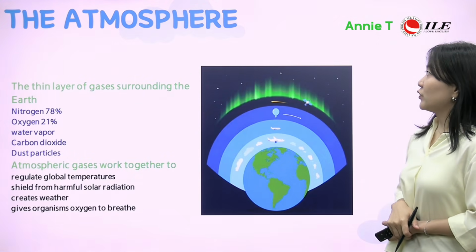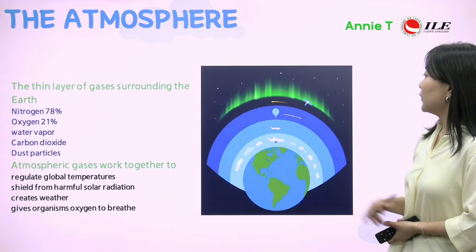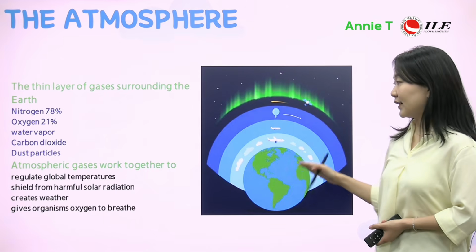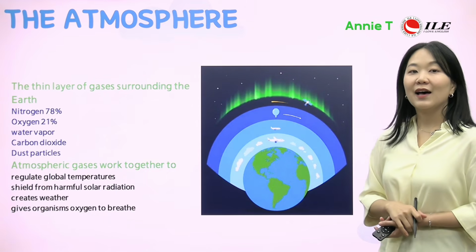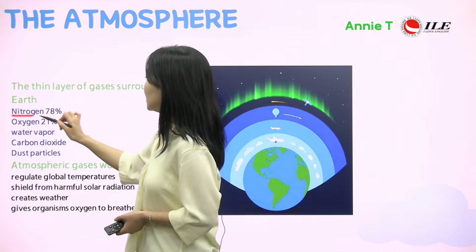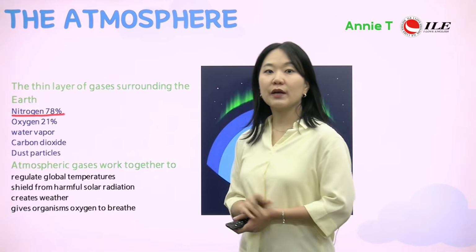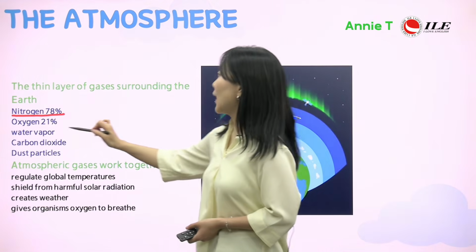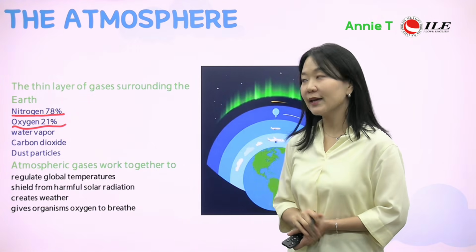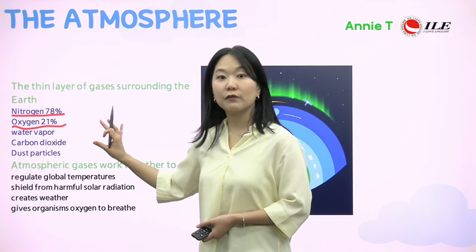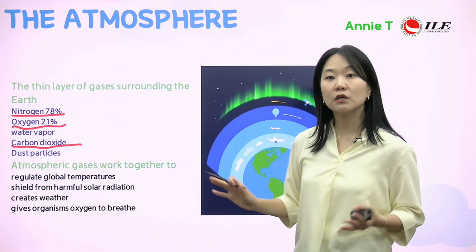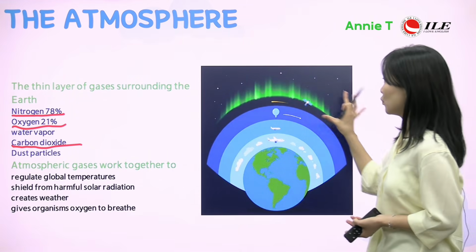Okay, let's go on to the atmosphere. So the atmosphere refers to the gases that surround or envelope planet Earth here, as you can see. The gases are actually made up of, the majority is nitrogen gas. So 78% is nitrogen gas. We also have oxygen, which is essential for life on Earth, it's 21%. The other gases would be, for example, ozone. We also have carbon dioxide. We have dust particles and water vapor in the atmosphere as well.